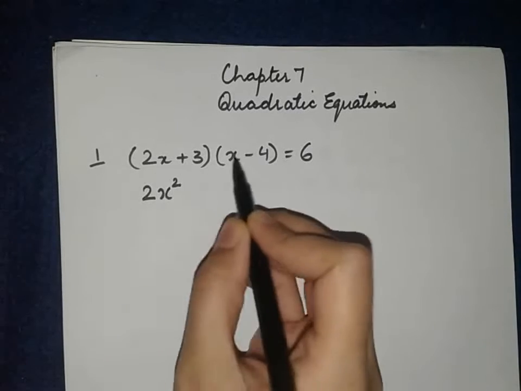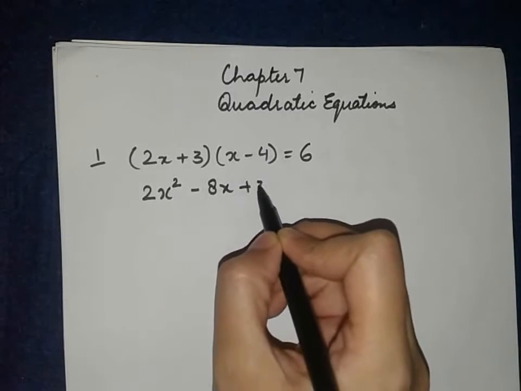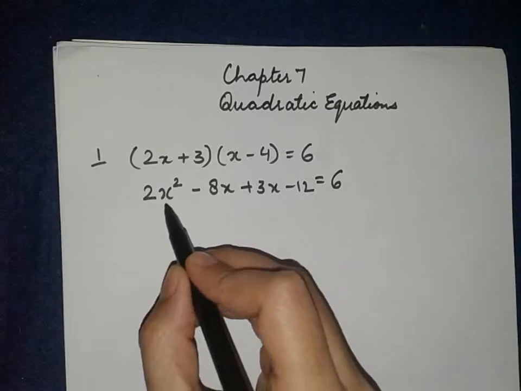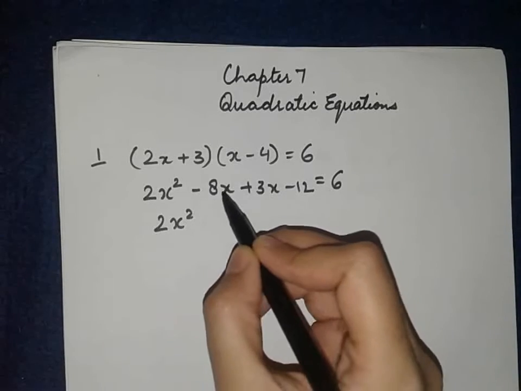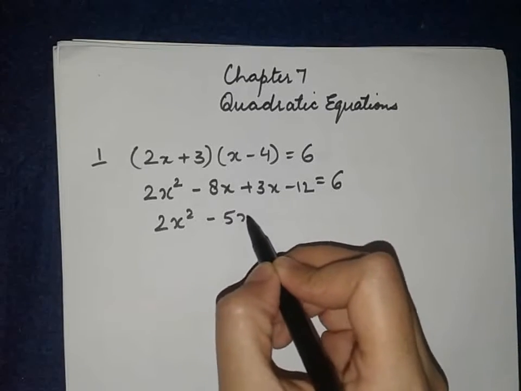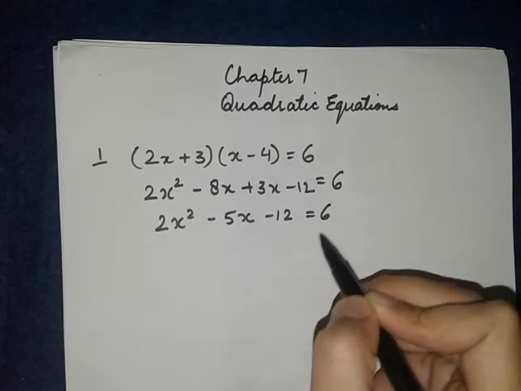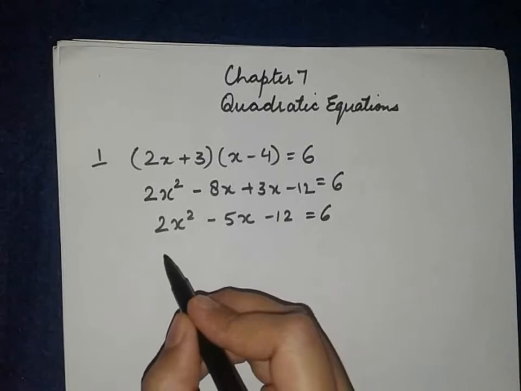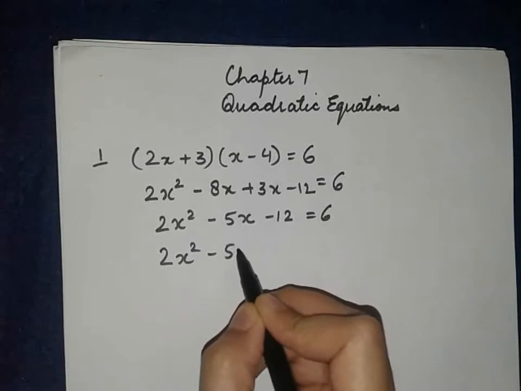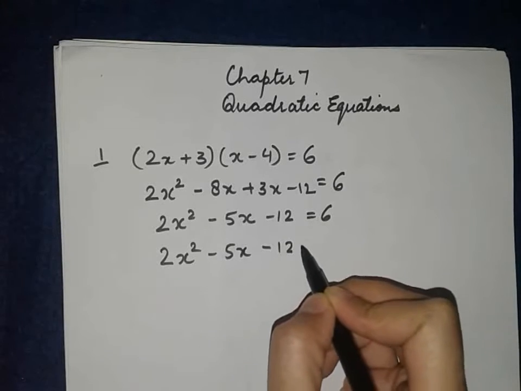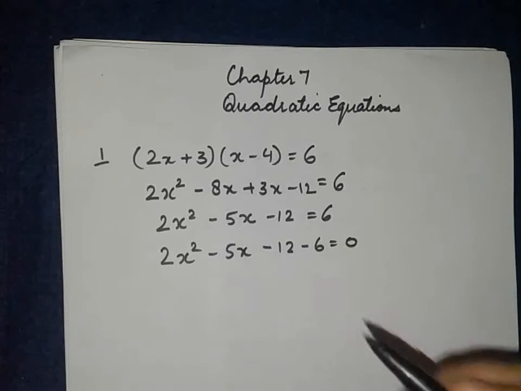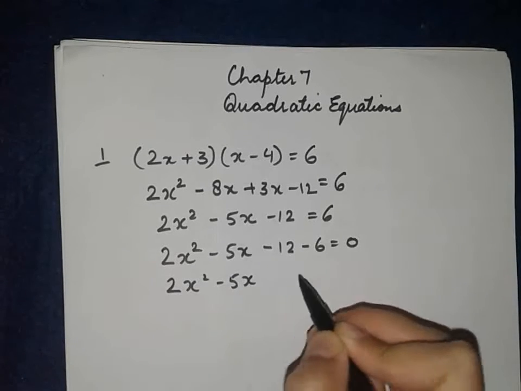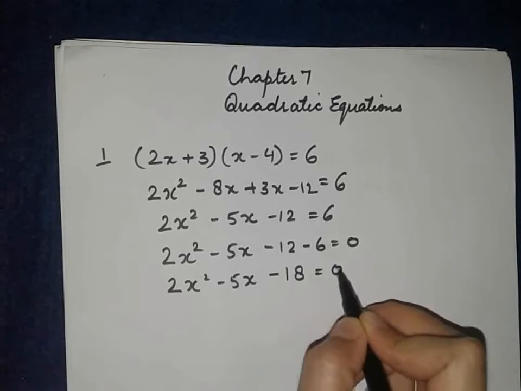We get 2x square minus 8x plus 3x minus 12 equal to 6. Solving the like terms, minus 8x plus 3x will give us minus 5x, so minus 12 equal to 6. Now we transpose everything on the left hand side and make the right hand side equal to 0. This will be 2x square minus 5x minus 12 minus 6 equal to 0. This 6 on the other side changes to minus 6. This becomes 2x square minus 5x minus 18 equal to 0.